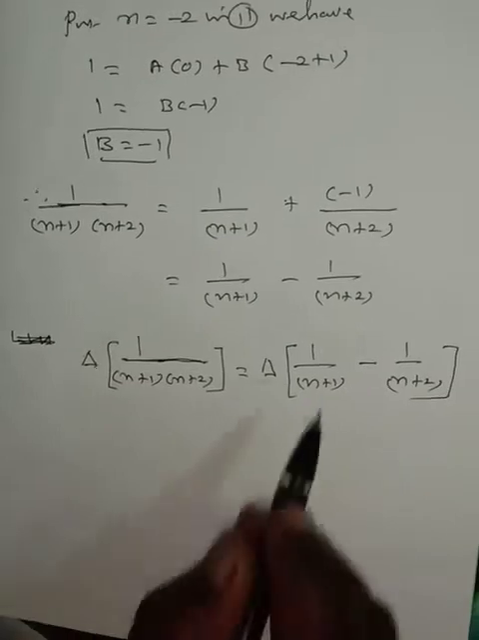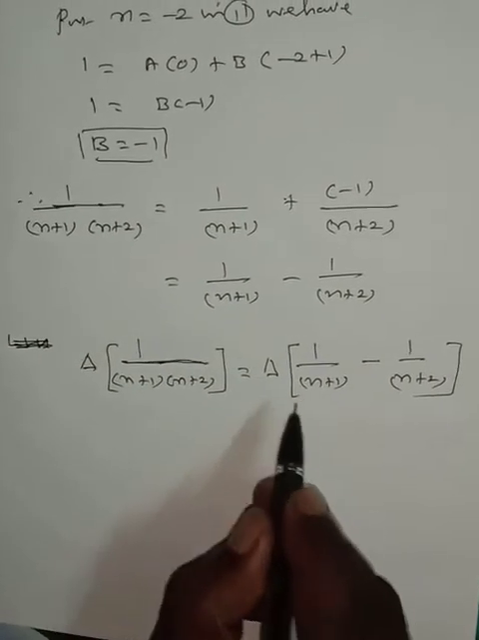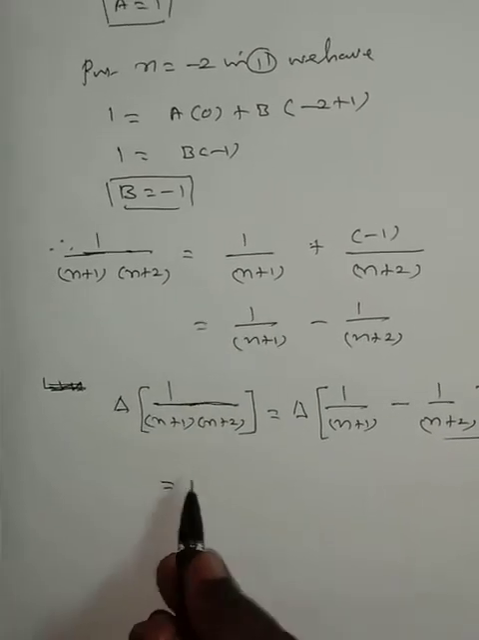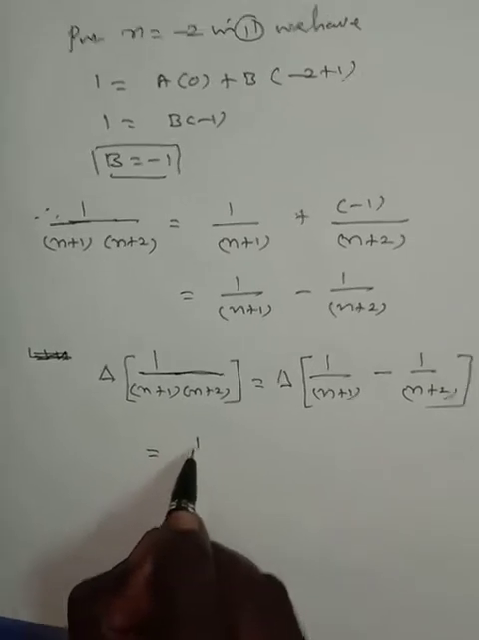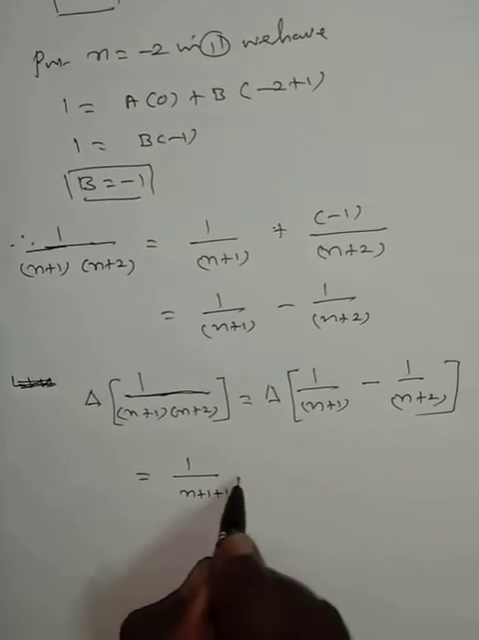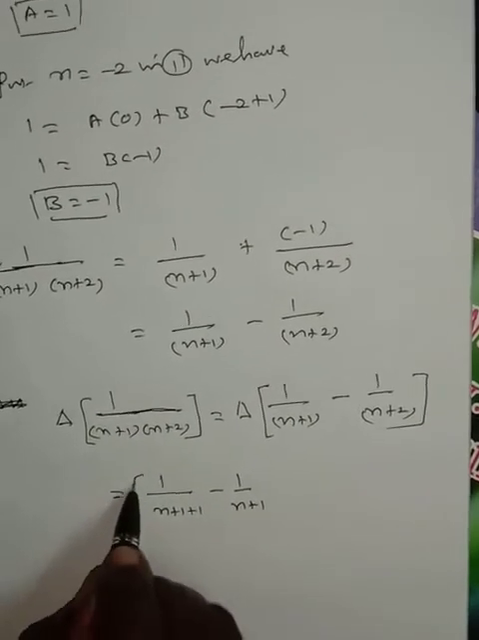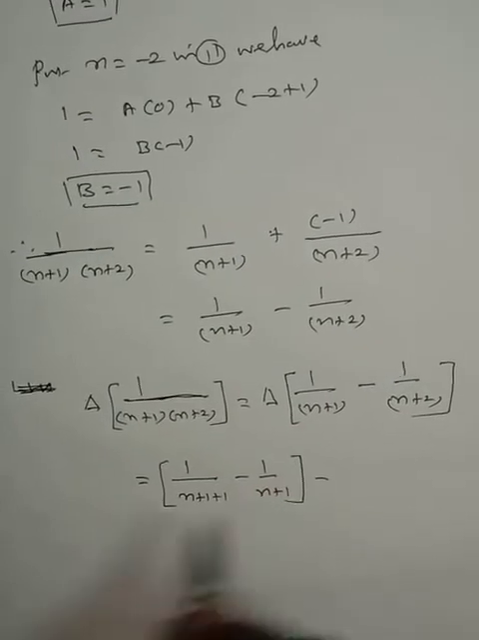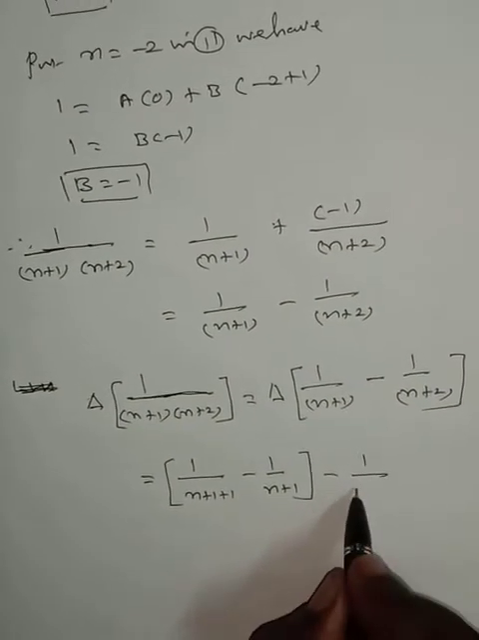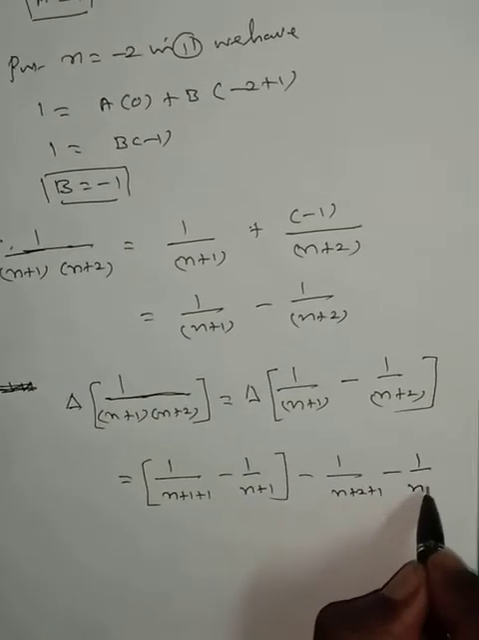We know that delta of f of x is equal to f of x plus h minus f of x. So we take the first part, 1 by x plus 1 plus 1 minus 1 by x plus 1, using the property, minus 1 by x plus 2 plus 1 minus 1 by x plus 2.